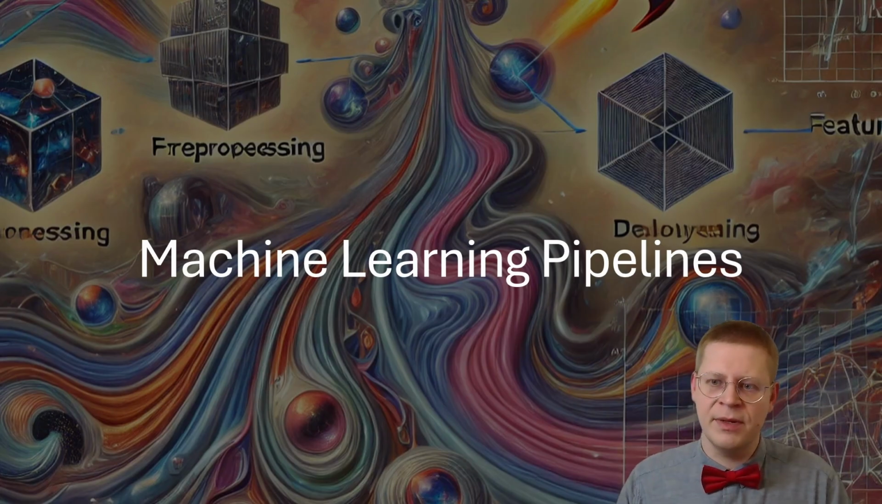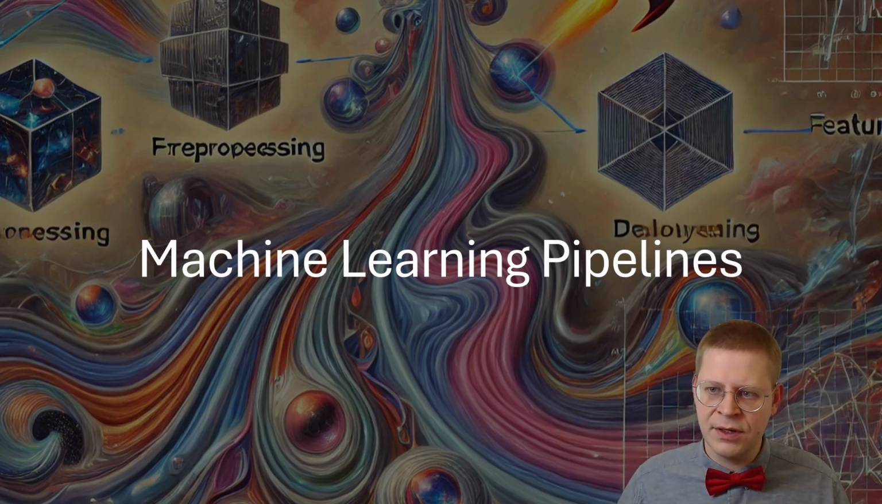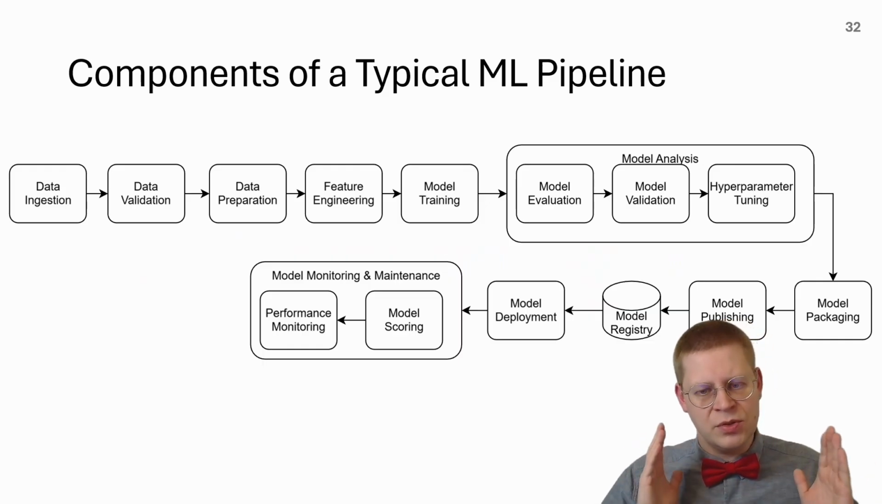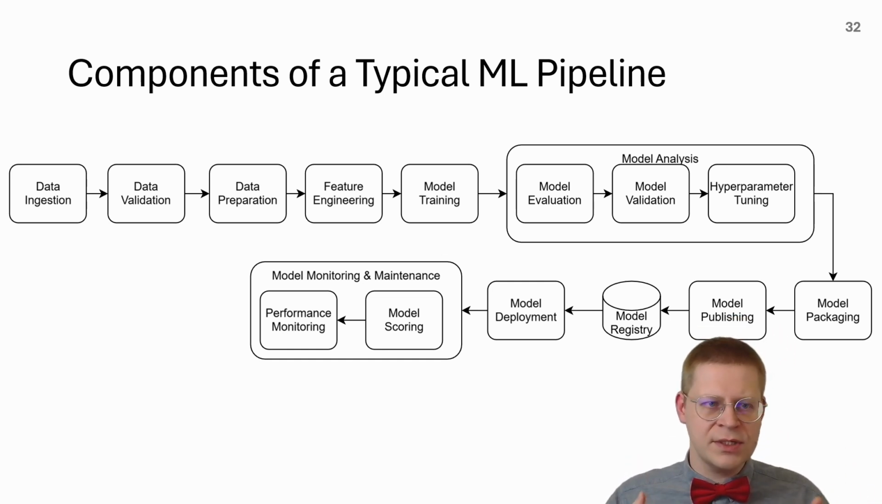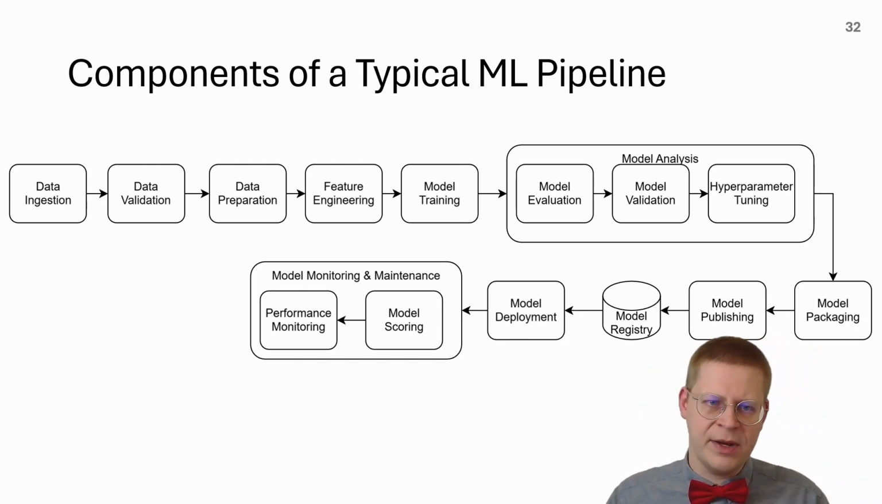A machine learning pipeline is a series of sequential automated steps used to pre-process data, train models, and make predictions. It provides a systematic framework to handle the complexities of machine learning workflows, ensuring efficiency, reproducibility, and scalability. On this image, you can see the typical components of the machine learning pipeline. And it all starts with the data ingestion, where you gather the data from various sources, databases, APIs, files, whatever. For example, you collect user activity logs from a web application.